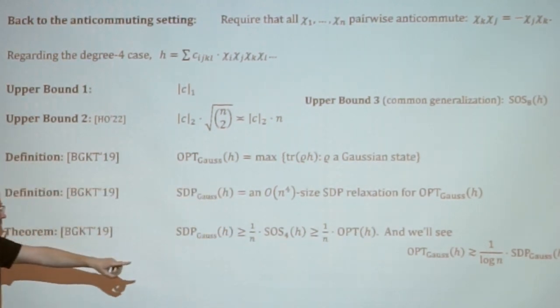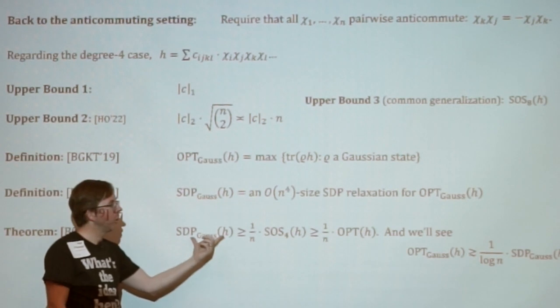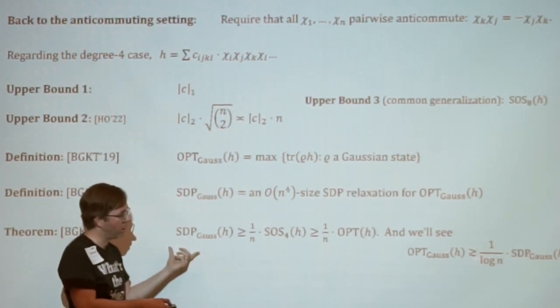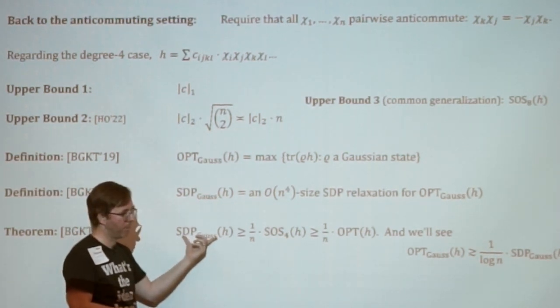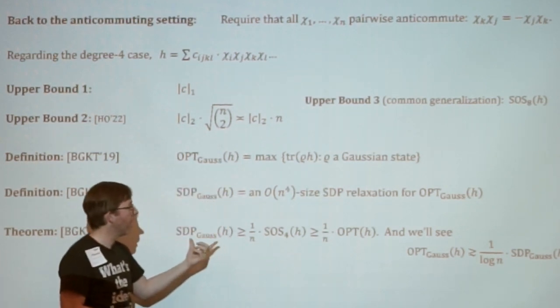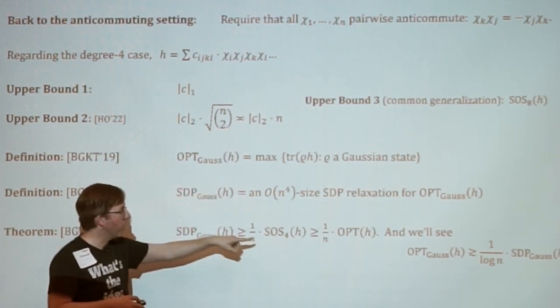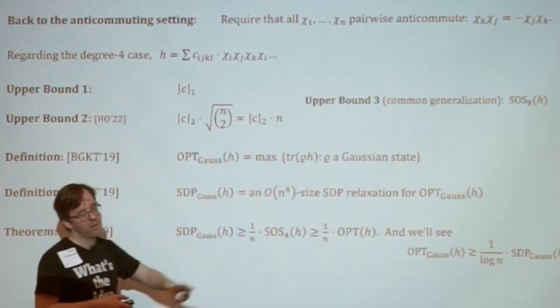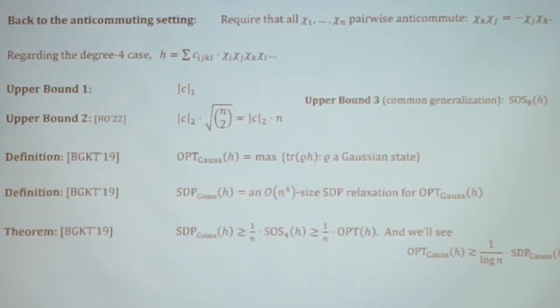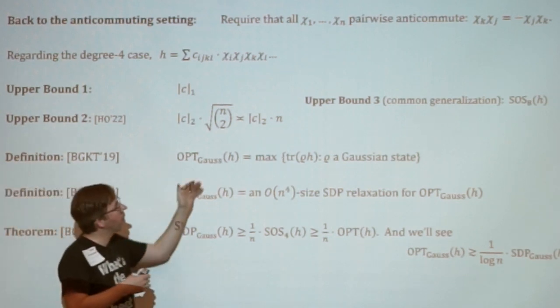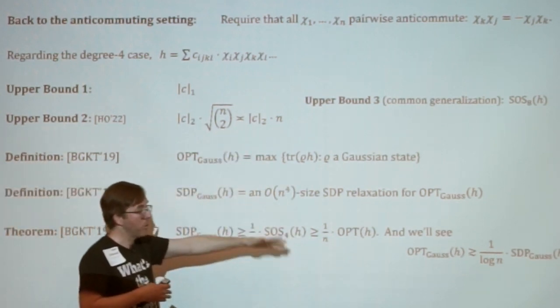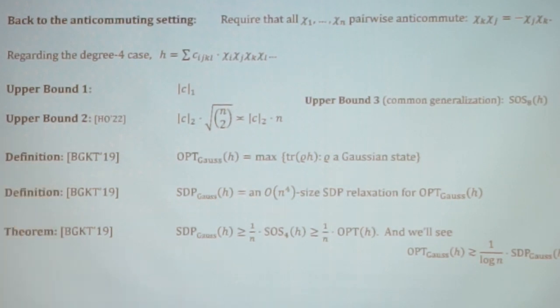And as I'll say on the next slide, there's a rounding algorithm that shows that the Gaussian optimum is pretty close, within a log n factor, to the SDP optimum. If you put these together, you get that the optimum Gaussian value is at least 1 over n log n times the true optimum value. That's not amazing, because these differ by a factor of n log n, but it's not nothing. And they actually conjectured that perhaps the optimum Gaussian value is at least a constant fraction of the optimum value, but it turns out to be not true. It turns out that optimizing over Gaussian states can be quite bad compared to optimizing over everything in general.